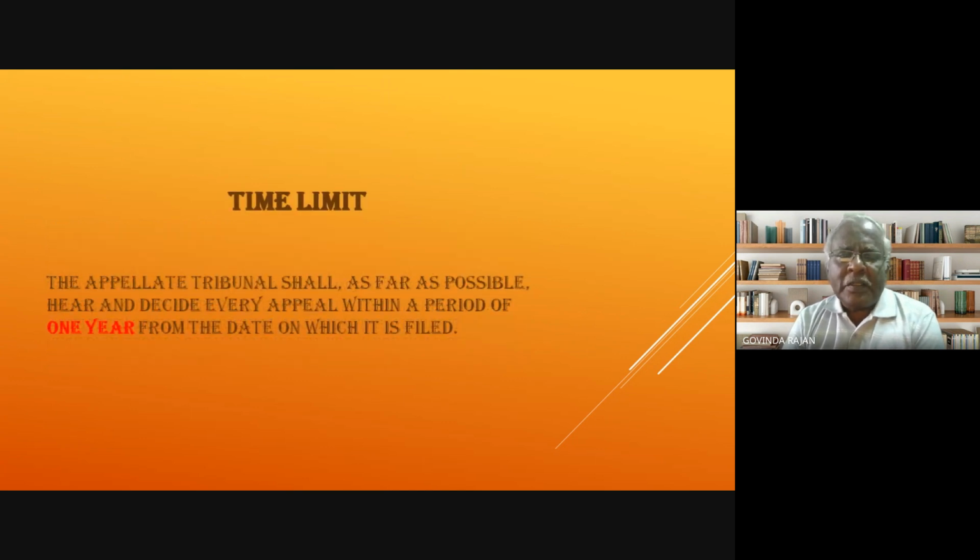Time limit. The appellate tribunal shall, as far as possible, hear and decide every appeal within a period of 1 year from the date on which it is filed. Normally it is not happening, even 5 years, 6 years. For that purpose, the appellant and the department have to cooperate with the tribunal. Then only it can complete the hearing within the 1 year period.